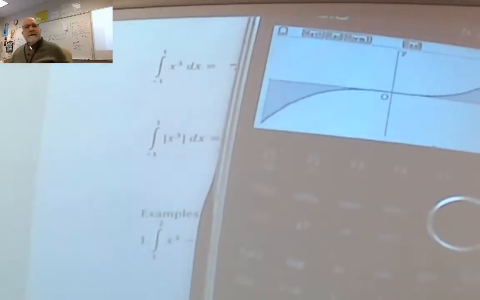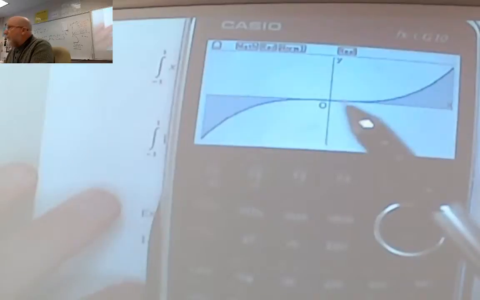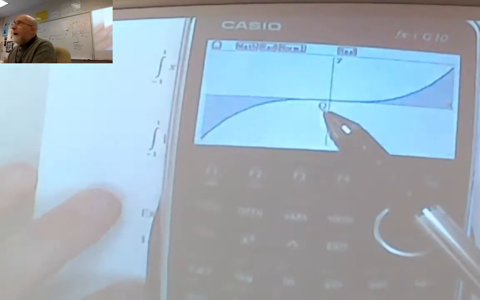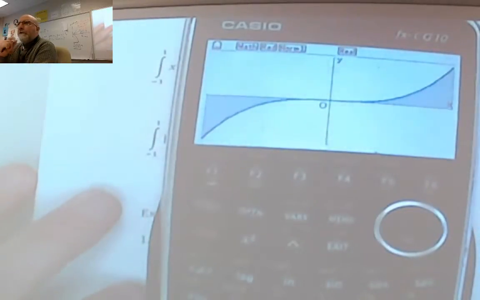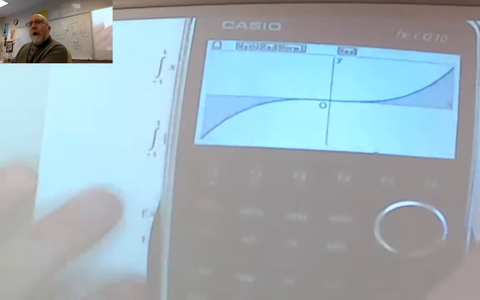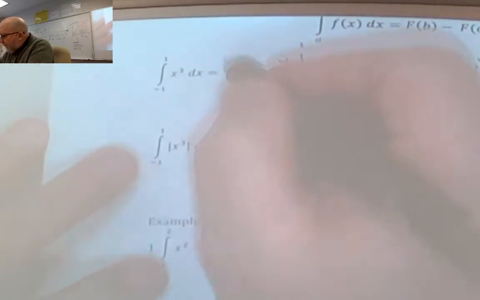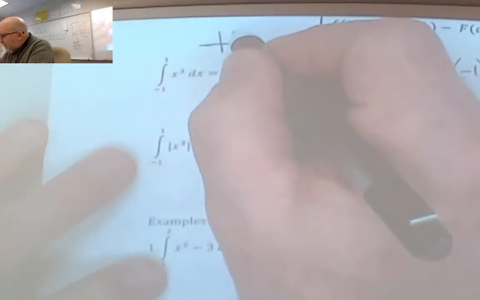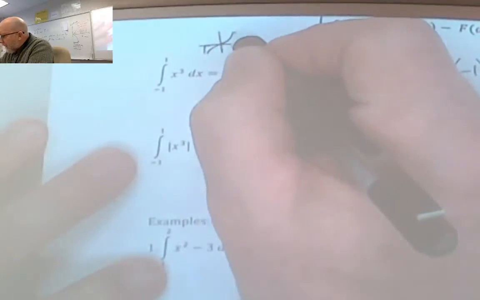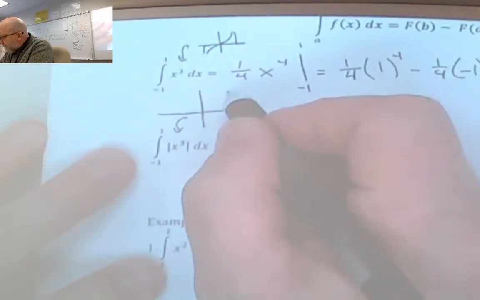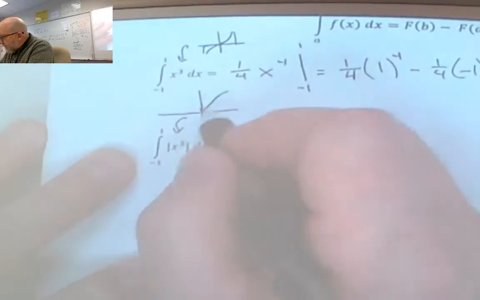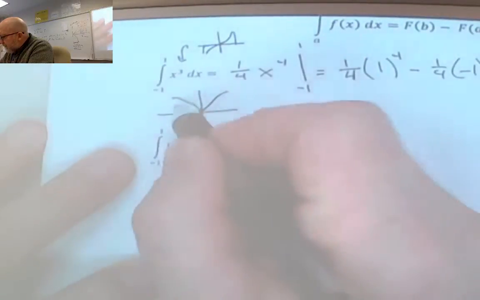So if you look at this, all these y values from -1 to 0 are negative, aren't they? If I can't use absolute value, how do I make those y values positive? How do I make a -3 positive? Times it by a -1. So in other words, this graph looks like this. This graph is going to look like this.